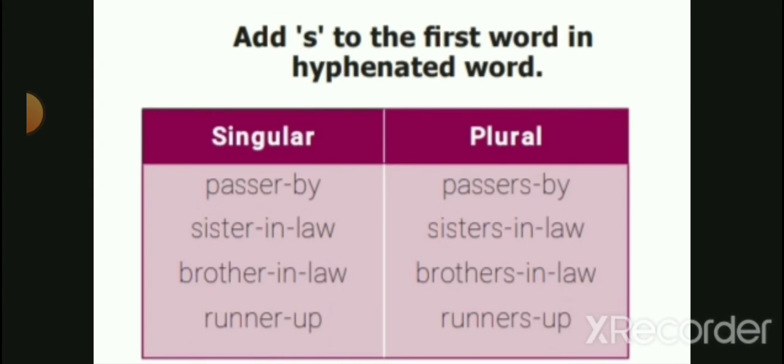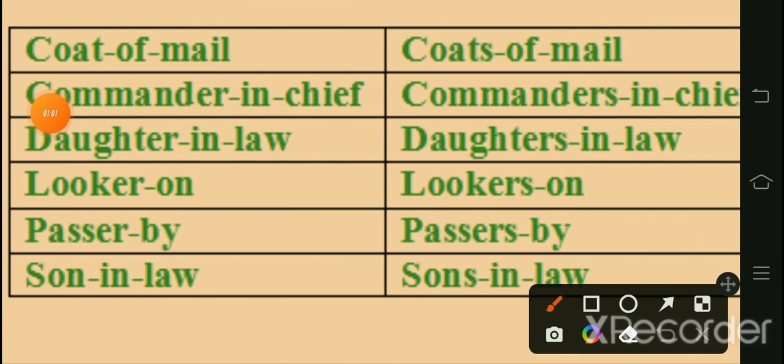And see the fourth example, that is runner-up. We have to add s in the runner because runner is the first hyphenated word, so it will become runners-up. See, there are some other examples also. First one is coat of mail. In this, the first hyphenated word is coat. So we are adding s to the coat, that is coats of mail.